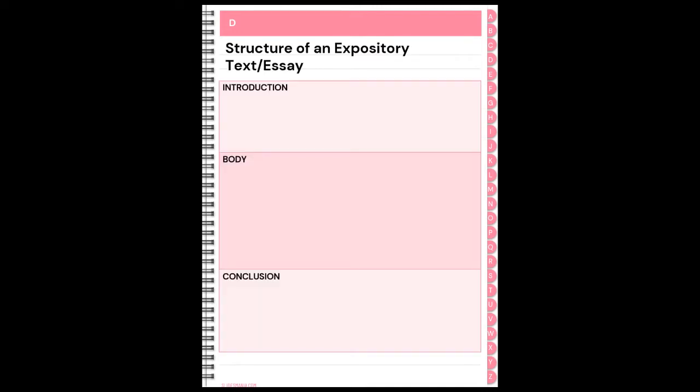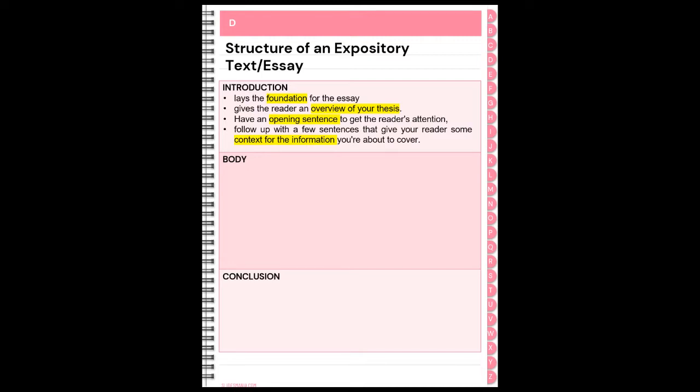An expository essay's structure has three basic parts: introduction, body, and conclusion. The introduction lays the foundation for the essay. It gives the reader an overview of your thesis. It has an opening sentence to get the reader's attention, followed by a few sentences that give your reader some context for the information you're about to write.